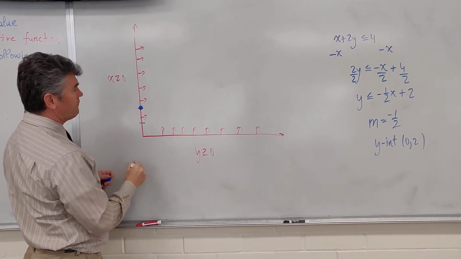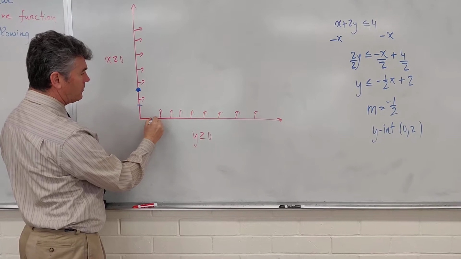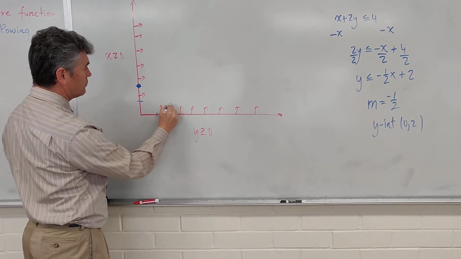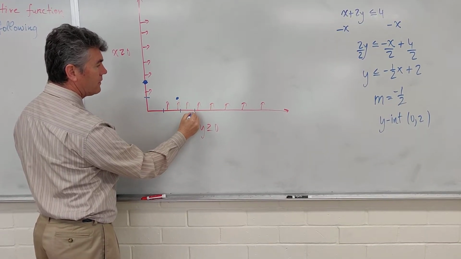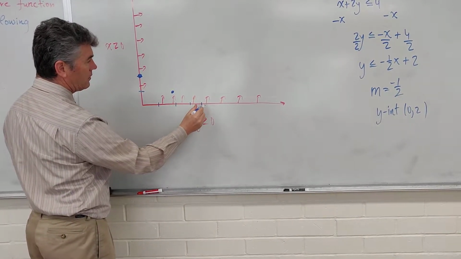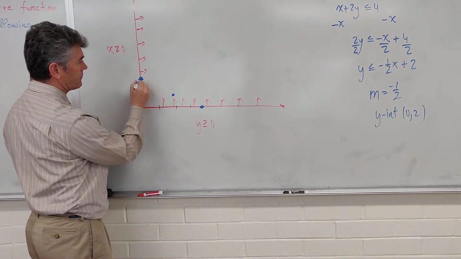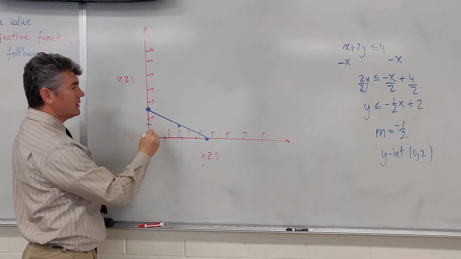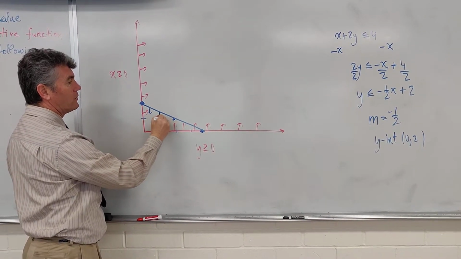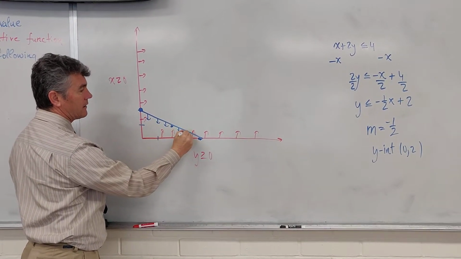Then the slope is negative 1/2. We go 1 down and 2 units to the right. Then we go another unit down and 2 units to the right. Using those 3 points, we graph a segment and then we just shade below this segment.